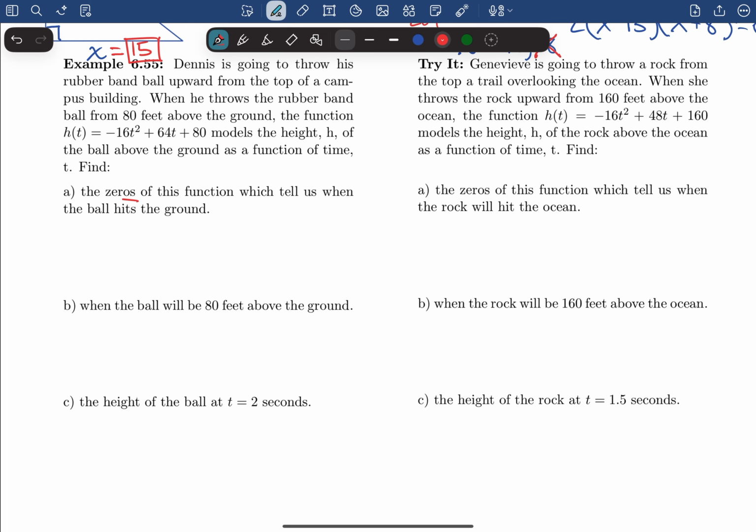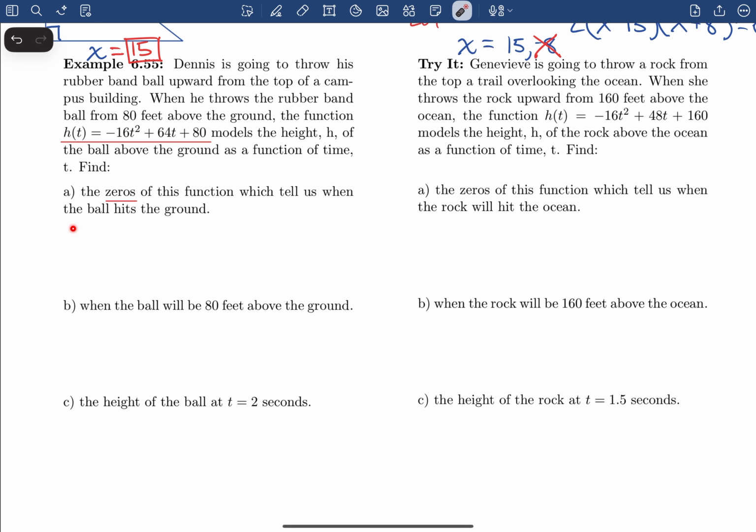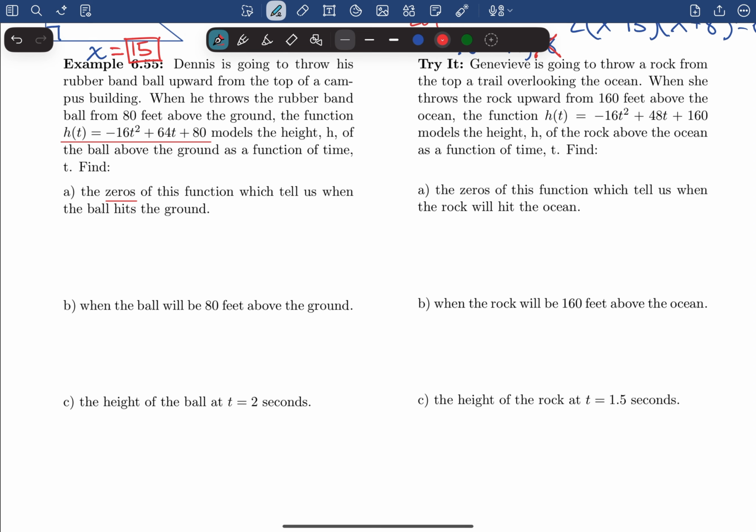Great. Well, they just said find the zeros of the function. So we're going to take this function and replace h of t with 0. That's the height. The height is 0. So I'm going to write negative 16t squared plus 64t plus 80 equals 0. We're finding the zeros of the function. Now I look at this function and I say, well, can I factor it? And it just so happens there's a GCF. The GCF is negative 16. And so what's left is t squared minus 4t minus 5. Okay, so we just factored out the GCF.